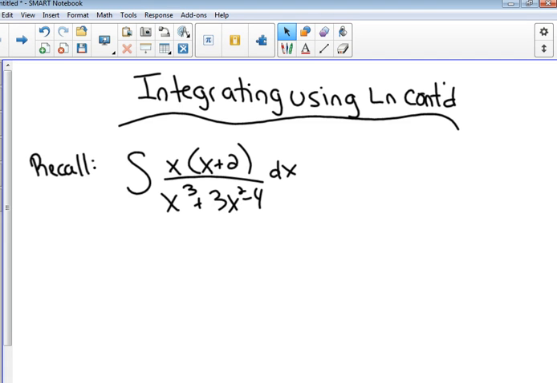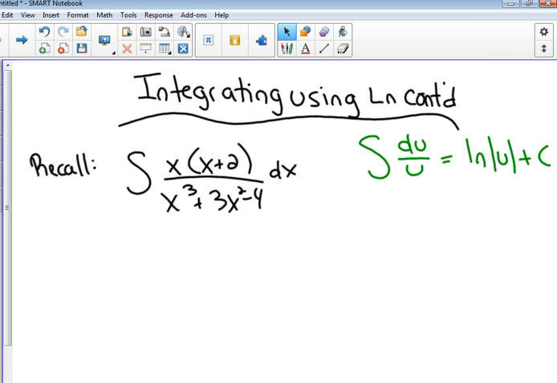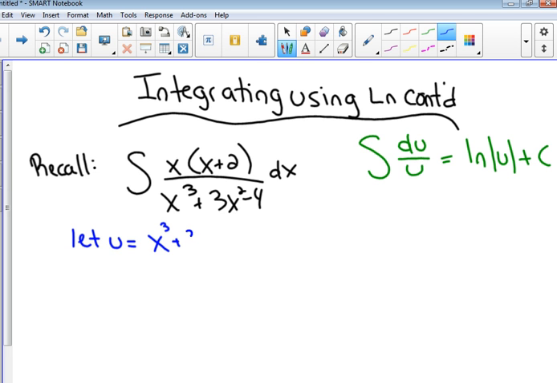All right. So here's what we did yesterday. Remember your rule for using your integration: if you have du over u, that's equal to the ln of u plus c. So when you go through these, this is the property. We let the u be the denominator. So we let u be x cubed plus 3x squared minus 4. What would du be here?